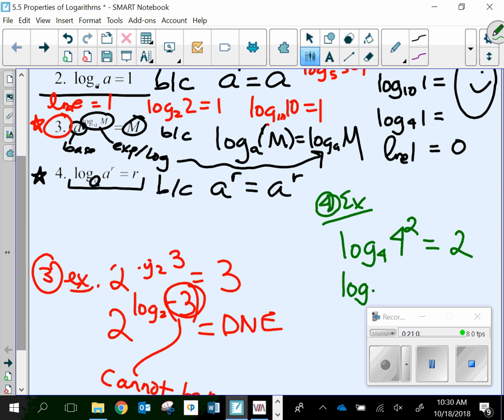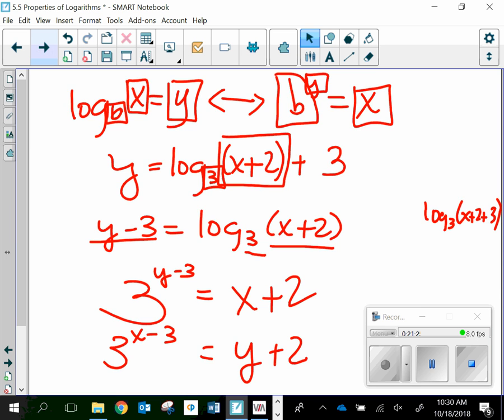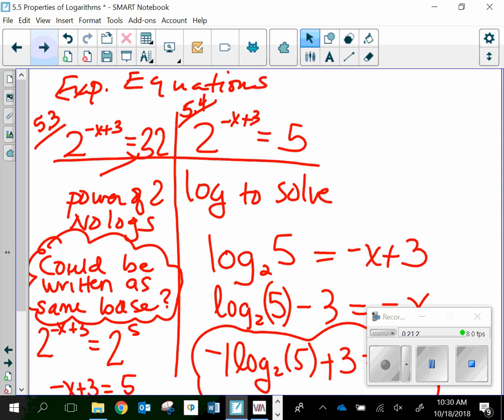Log base 12 of 12 to the negative 2nd. It does exist. They'll pull out because this is a fraction, it's not a negative number. 12 to the negative 2 is 1 over 12 squared, 1 over 144. Okay? Correct. All right.